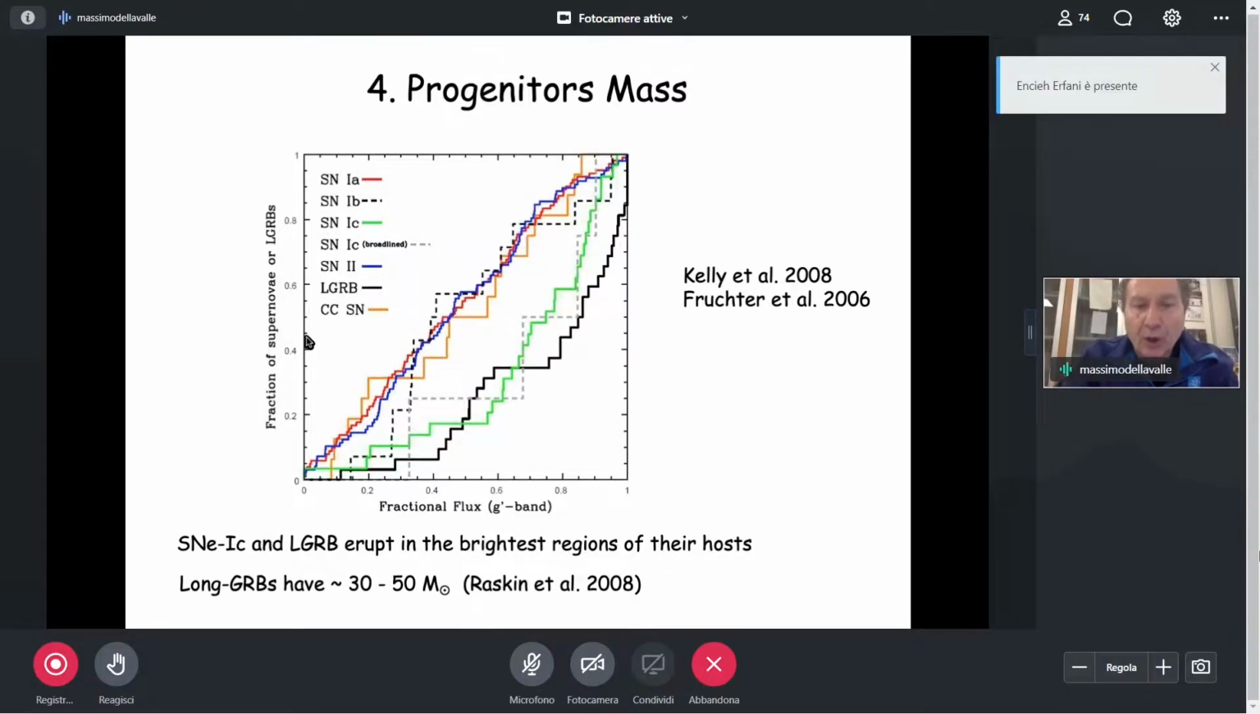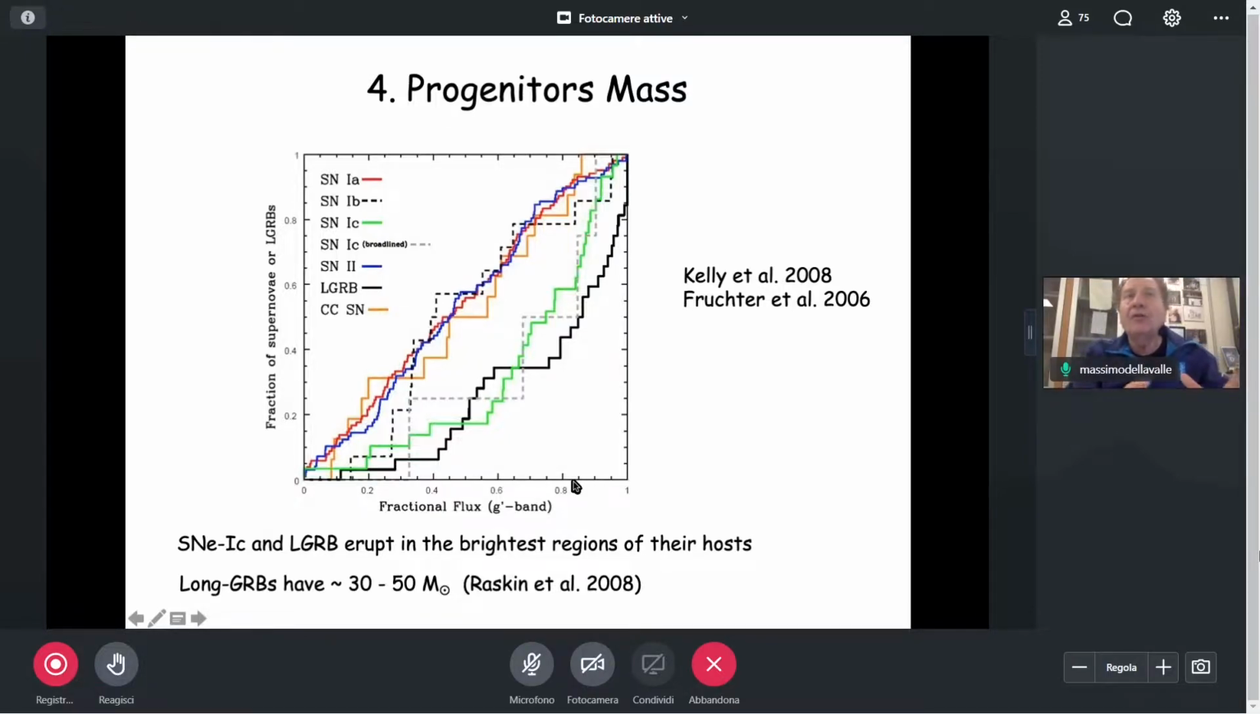Now look at the long duration gamma ray bursts, the black line. 50% of them occur in the 90% of the light of the host galaxies. And this implies that long duration gamma ray bursts erupt in the brightest region of their host. So basically their lifetime is so short that they have no time to drift apart from the place where they were born. They are born and die in the same place, as happened to many of us, by the way.